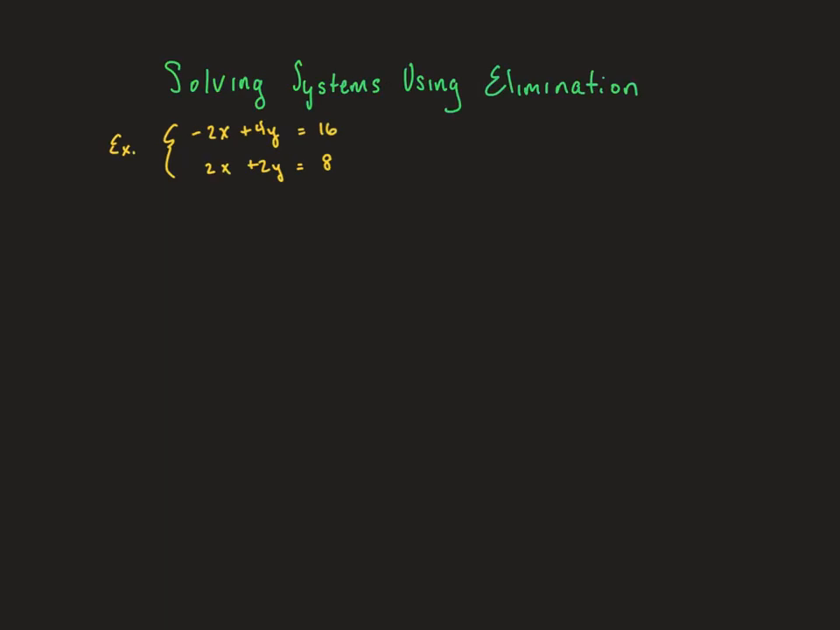So here's an example. I want to solve this system using elimination. Remember that this indicates a system, and these two equations work together. I have negative 2x plus 4y equals 16, and 2x plus 2y equals 8. As the system works together, we're going to go ahead and combine them and create essentially a new equation.